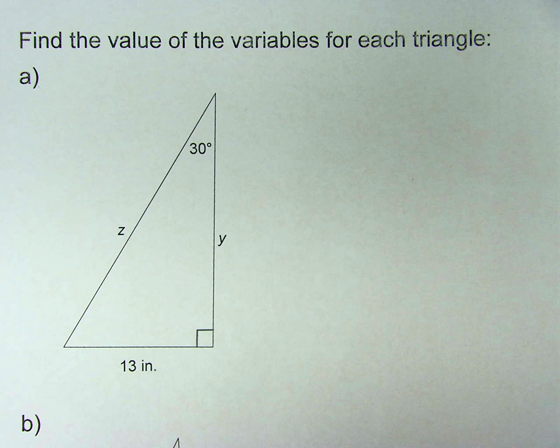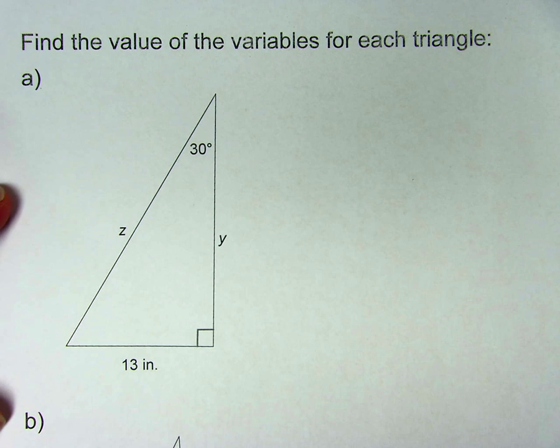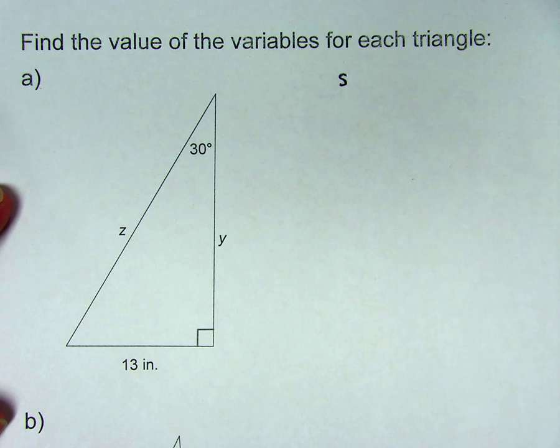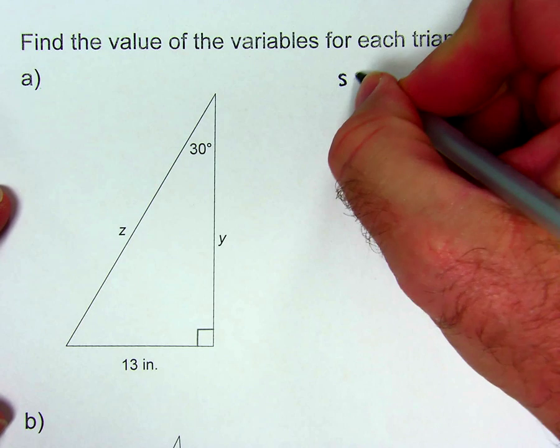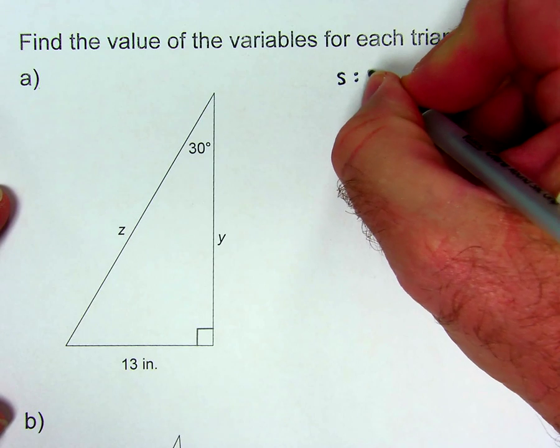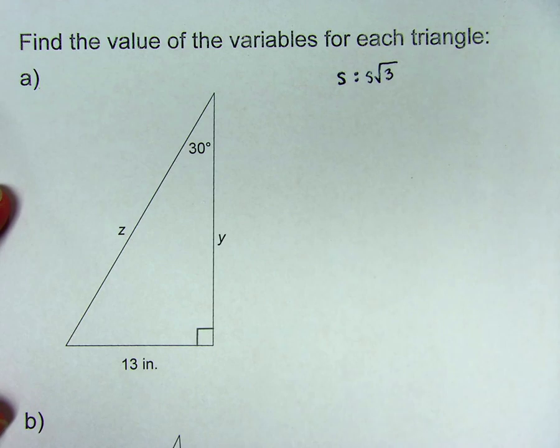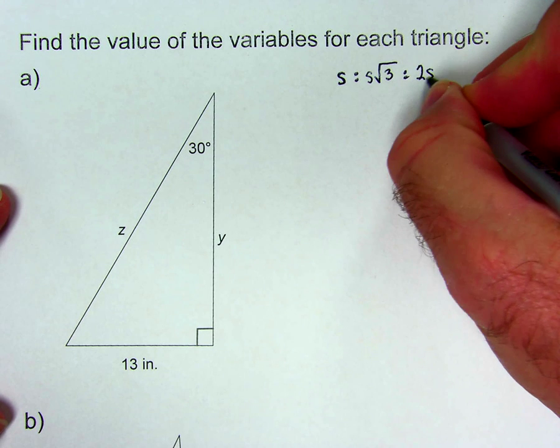In this video, we're going to look at examples where we have the special right triangle of a 30, 60, 90 triangle. Remember that the relationship between our side lengths is that if we say our shorter leg has a length of S, the longer leg would have a length of S times the square root of 3, and the hypotenuse would have a length of 2S.